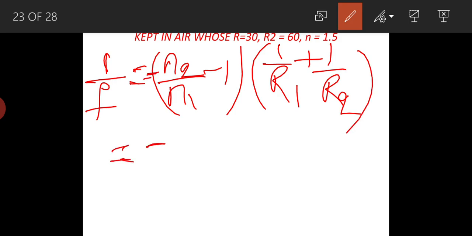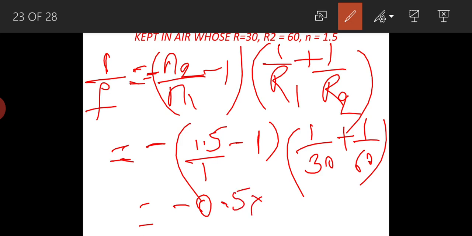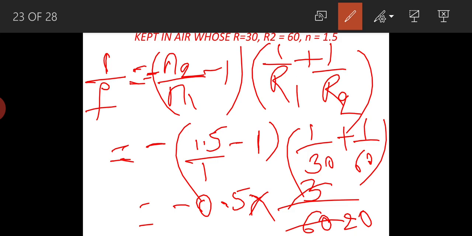So 1 by f is equal to minus of (n2 is 1.5, n1 is 1 since it is kept in air) minus 1 into 1 by 30 plus 1 by 60. So this is minus 0.5 into 1 by 30 plus 1 by 60, LCM is 60, and this is 3 by 60. So 1 by f is equal to minus 0.5 into 1 by 20.